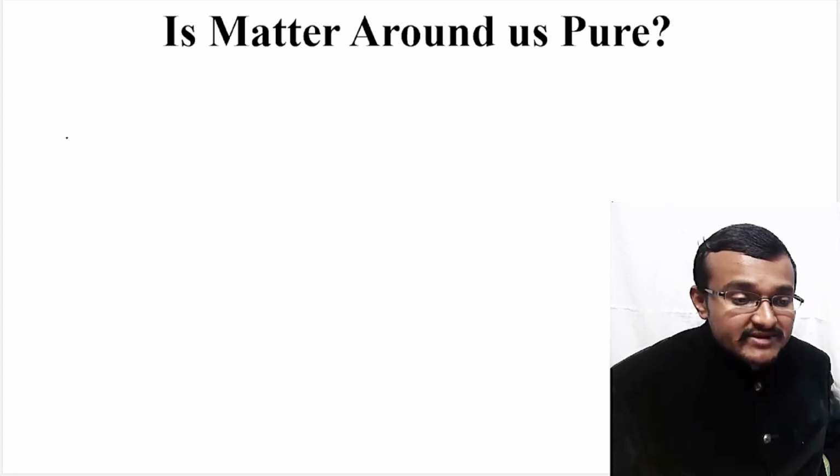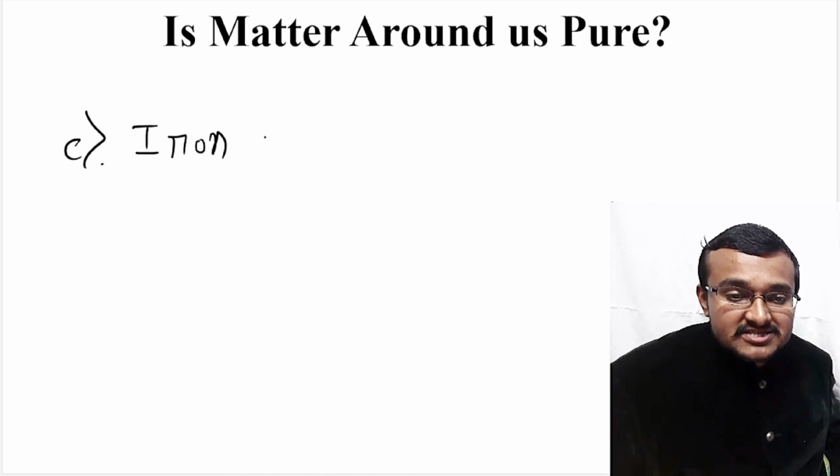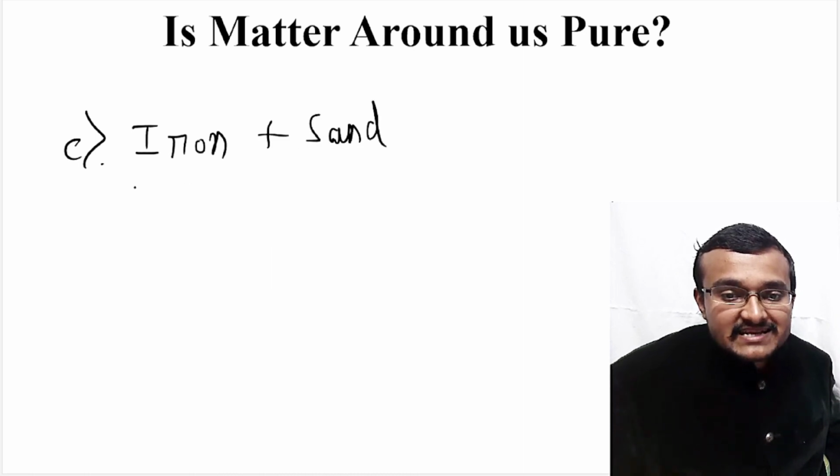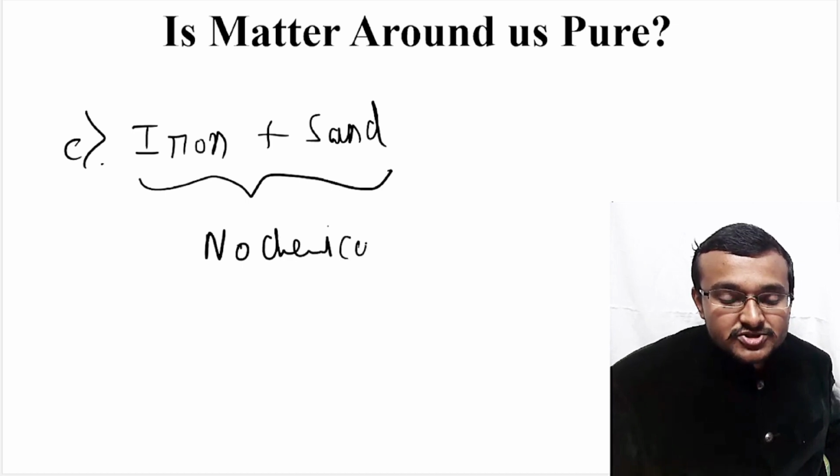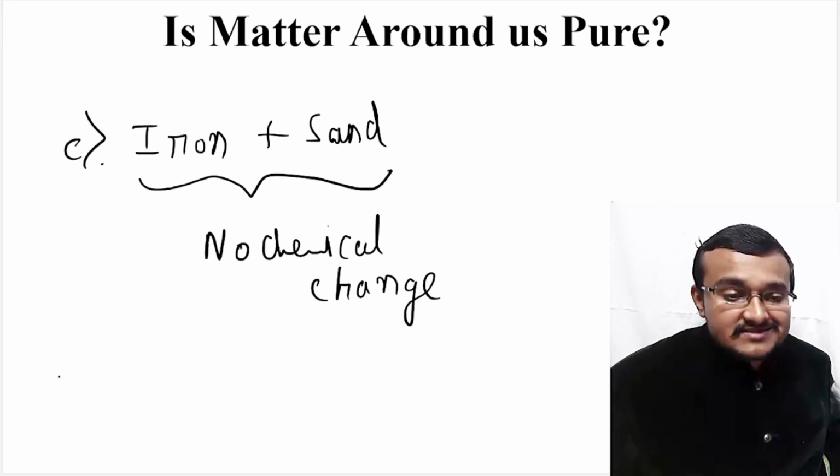So coming to the C part of this 11th question, there they have asked iron mixed with sand. So when you actually mix iron with sand, there will be no chemical change taking place. So it will be just a mixture. So that's why there is no chemical change. So there is no chemical change observed in mixing iron with sand.